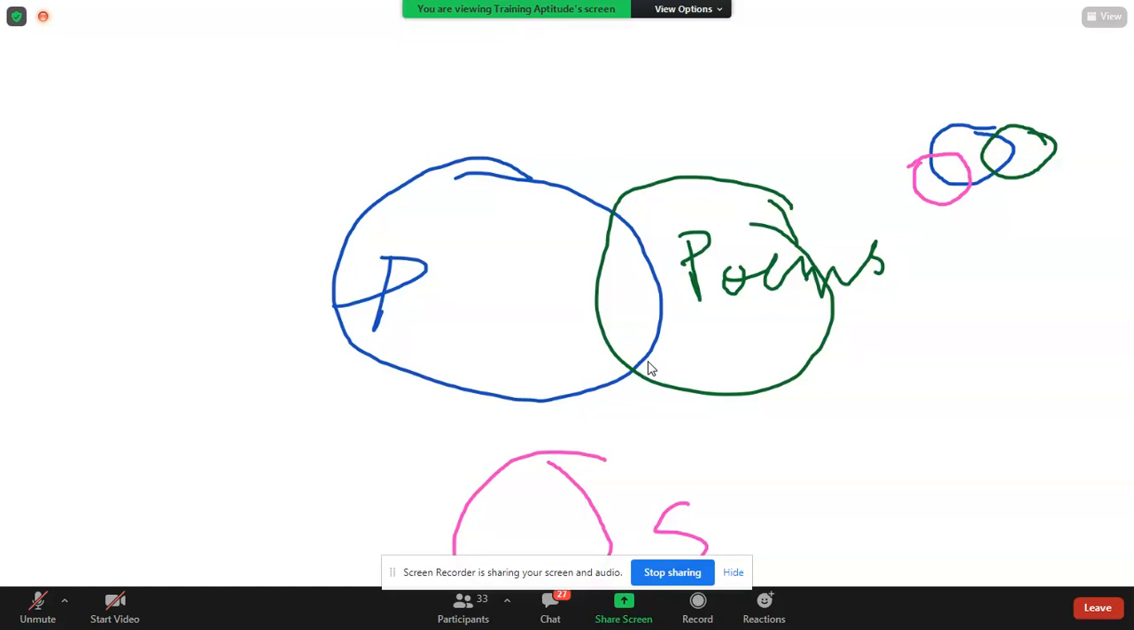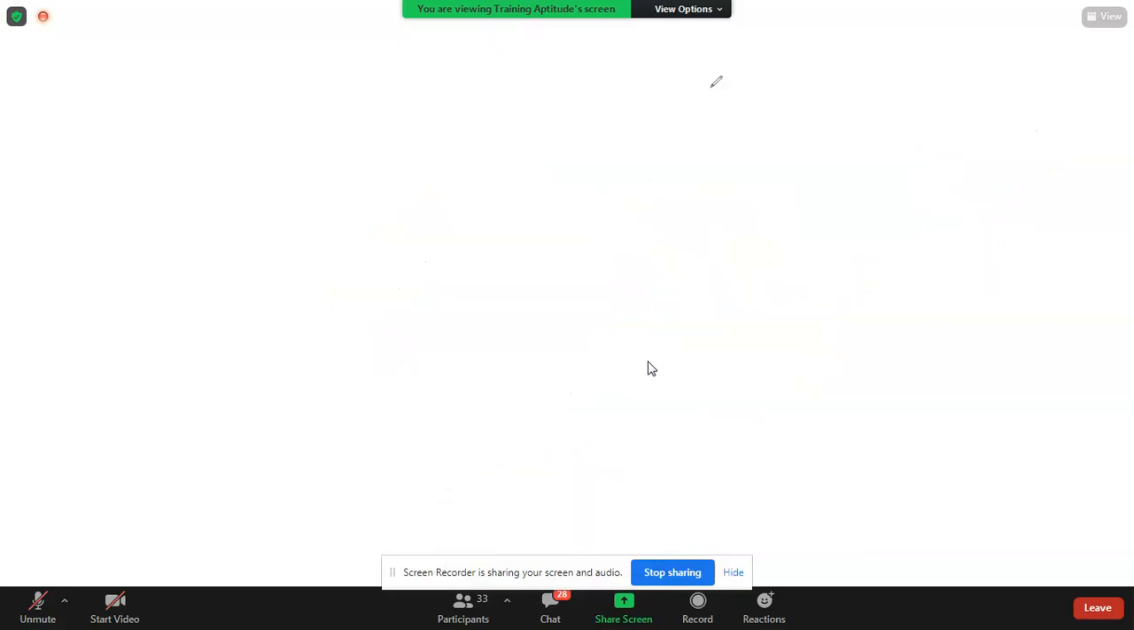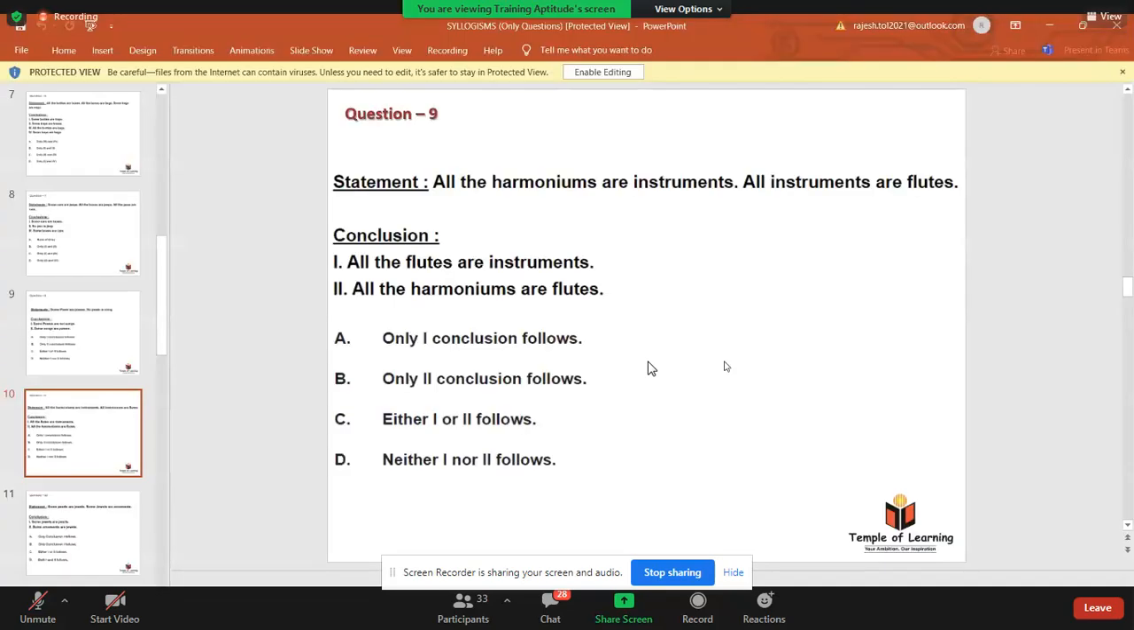Not D, it's A. Please understand, if all poems are not songs, then some poems are also not songs. How does it matter? Some is a subset of all. Okay. Now, students, start doing questions 9 to 20.